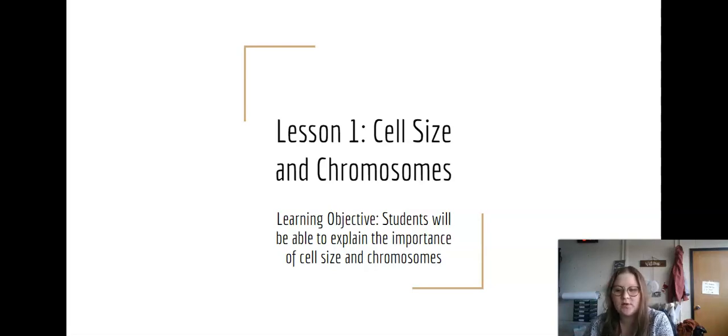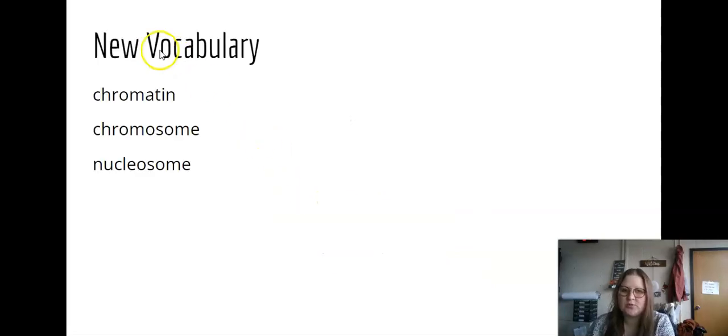Welcome to lesson 1 for module 9. This lesson specifically is going to go over cell size and chromosomes. Module 9 is all about cell division and reproduction. So the learning objective for this one is that you'll be able to explain the importance of cell size and chromosomes. There are just 3 new vocab words for this lesson specifically, and that is chromatin, chromosome, and nucleosome.